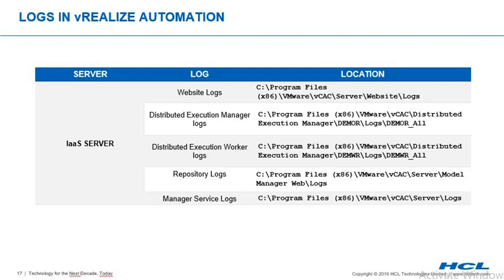So the website logs, the IaaS website logs, are present under vCAC server website logs. The DEM orchestrator logs, the distributed execution manager logs, are present under DEM OR / logs / DEM OR _ all.